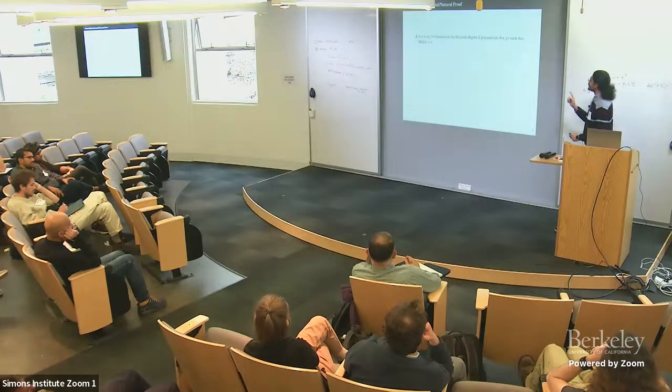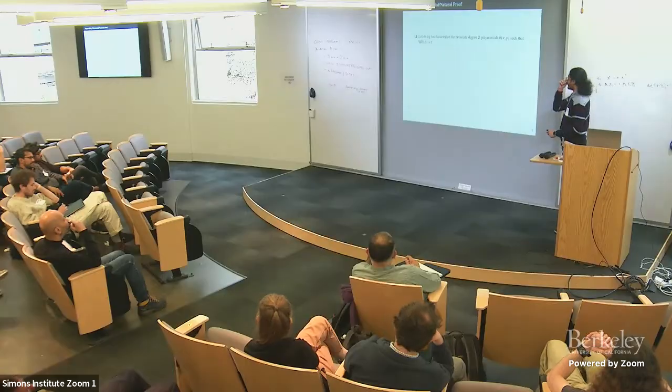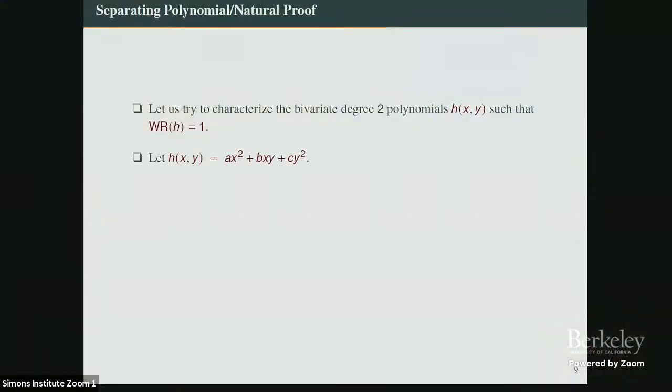So now let's look at one example, which I covered before, but let's look at it again. Let's say I want to look at Waring rank equal to 1 bivariate degree 2 polynomials. Bivariate degree 2 polynomials look like ax square plus bxy plus cy square. And suppose it's a single square, because Waring rank 1 means it's a single square. Now let's try to understand what this is.